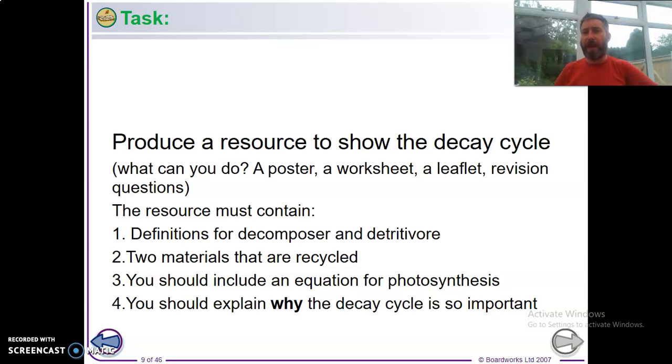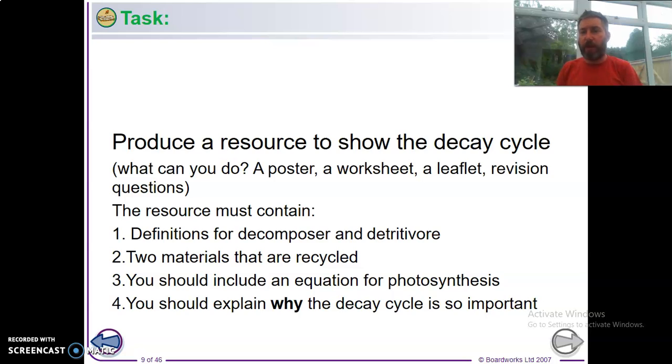You must have a definition for a decomposer and a detritivore. It's probably not a bad idea if you have an example. Give an example of 2 things that are recycled. I've definitely mentioned 2 things that have been recycled. You want to get the equation for photosynthesis in there. Bear in mind that the gases from this are recycled back through, and explain why the decay cycle is important.